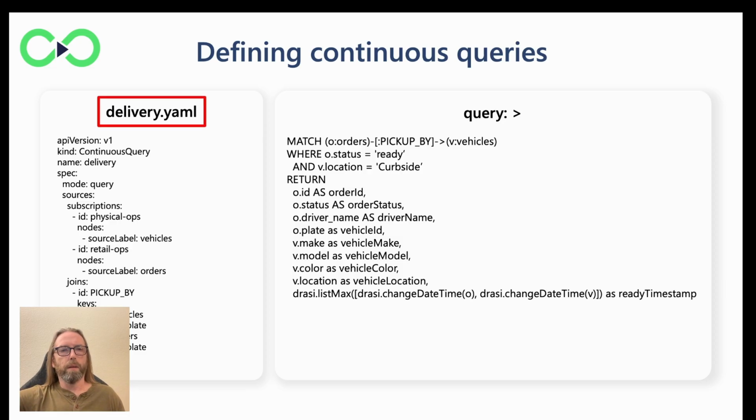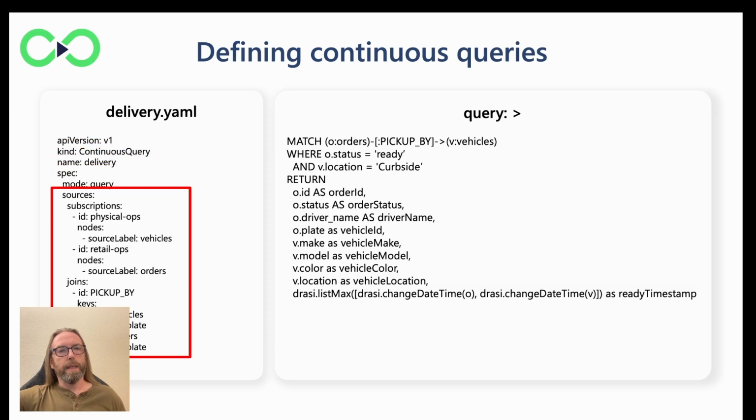Again, it's a YAML file with a similar format to before. In this case, the kind is not source, it's continuous query, and its name is delivery. So the name of a continuous query is the name that is used by a reaction that wants to subscribe to that continuous query to get its results.